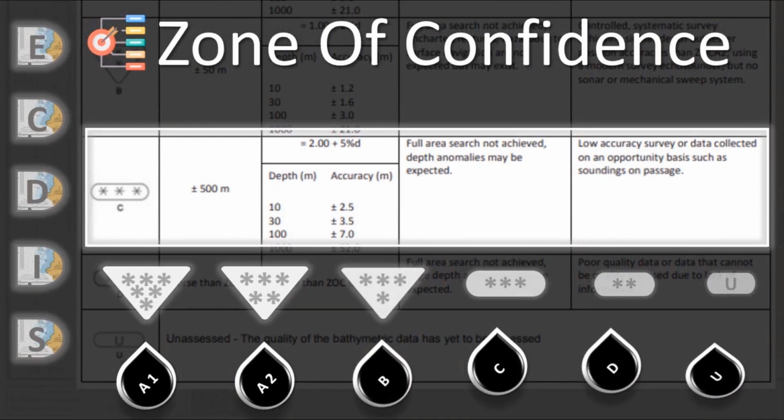represents 3 asterisks edged by an oval. Position accuracy here is plus minus 500 meters. Depth accuracy is 2 meters plus 5% of depth. Seafloor coverage: full area search not achieved. Depth anomalies may be expected. Typical survey characteristics: low accuracy survey or data collected on an opportunity basis, such as soundings on passage.